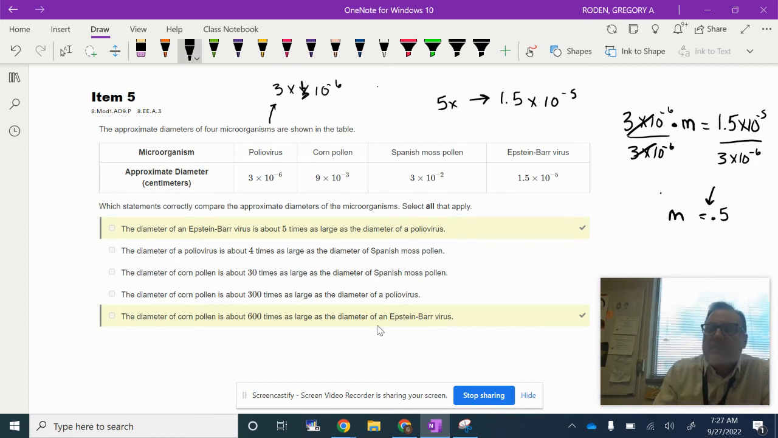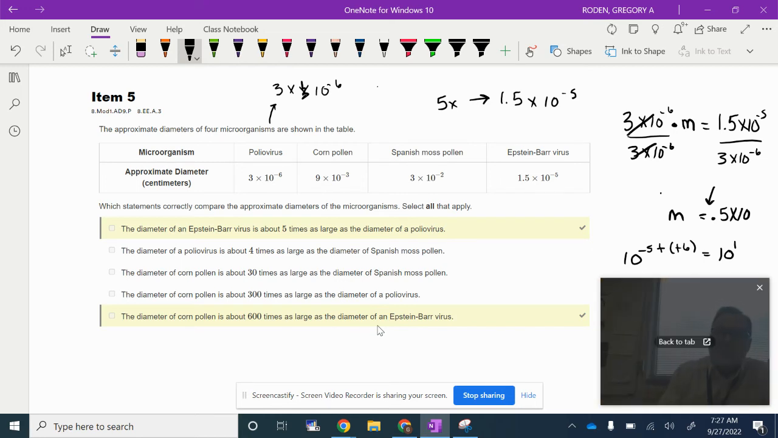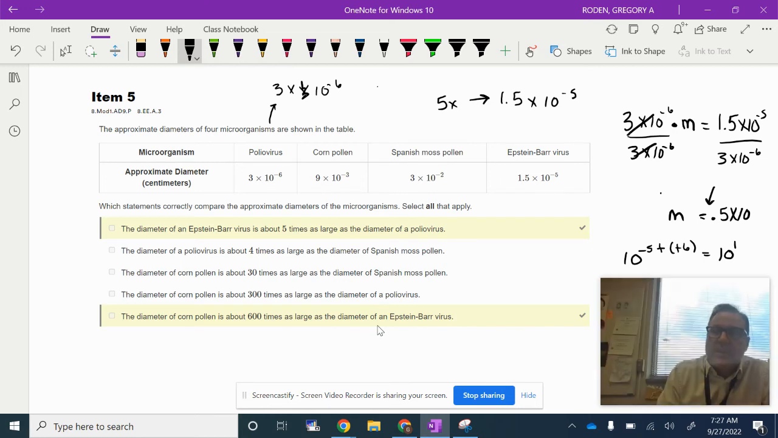0.5 times 10. Now, what we're going to do now is we're going to subtract. Let me just do that off to the side. So this is 10 to the negative 5 minus negative 6. And negative 5 minus negative 6 is negative 5 plus 6, which is just 10 to the first power. Okay? So let me come back down here. So we have 0.5 times 10 to the first power. So if you change that to a regular number, it's just going to be 5. So that's how they got this one.